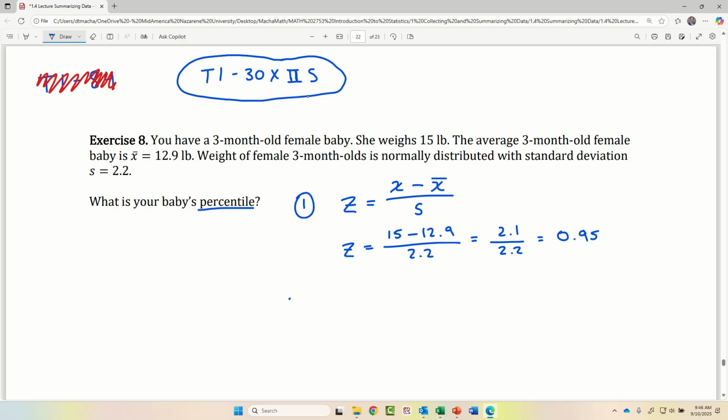What do you do after this? In a previous video, I may have said, go ahead and pick up your TI-84 calculator, punch some numbers into your calculator and use the built-in functions there. But what if we don't have the TI-84? What if we only have the TI-30X2S? Then what do we need to do? We need to use the standard normal distribution CDF table.